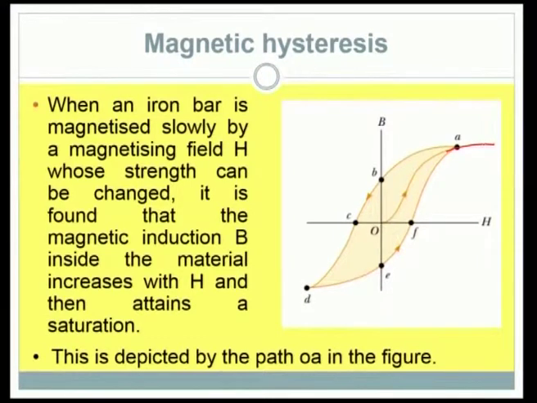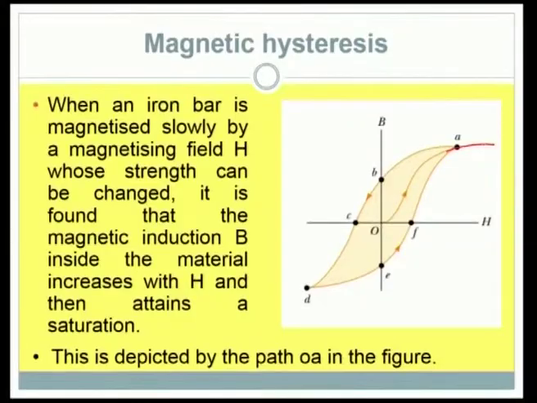Why? Because this magnetizing field has made all the dipole moments existing in the domains align in the external direction. So, no further alignment is possible. That means it has attained saturation. That is what is shown here as the section of the graph OA.